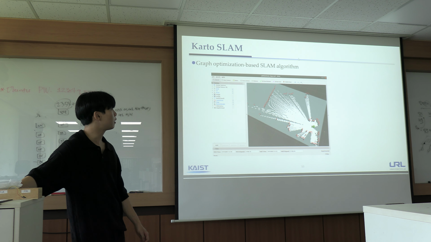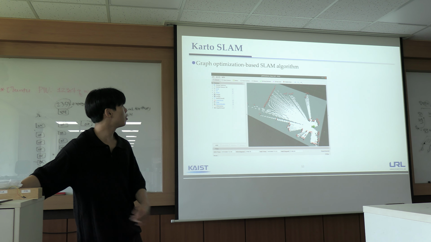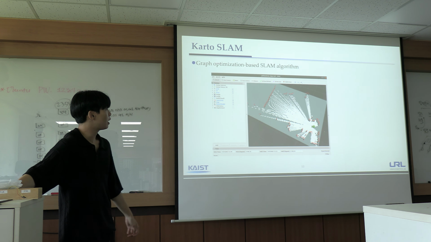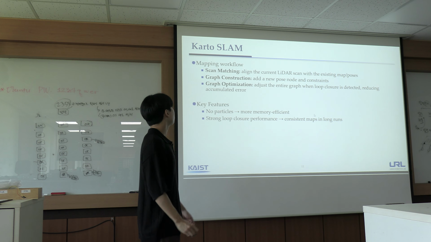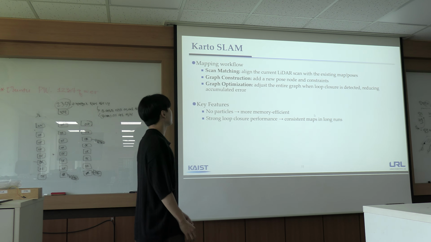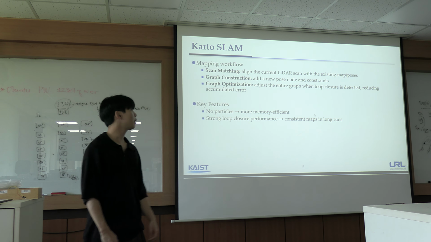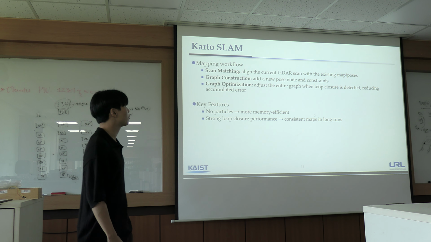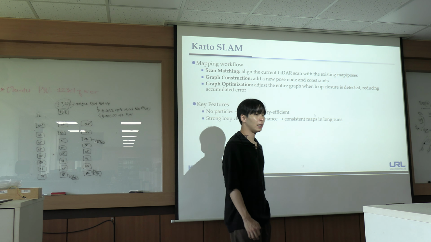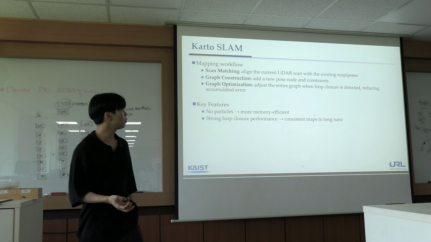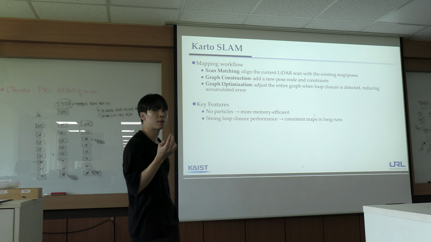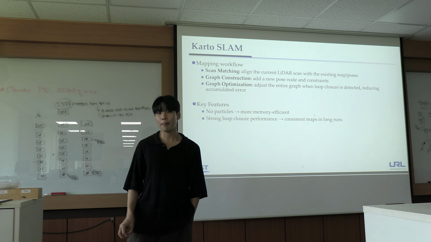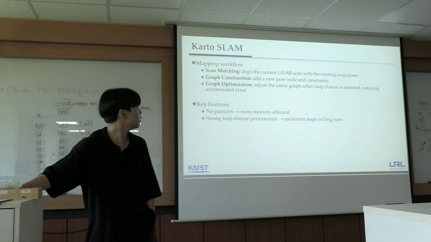The result map is like this one. It's a 2D map, so you can easily map the system with a 2D LiDAR. The mapping workflow is like this. The first one is scan matching, which aligns the current LiDAR scan with the existing map and poses. The next one is graph construction, which adds a new pose node and constraints to the graph. Then graph optimization adjusts the entire graph when a loop closure is detected, so it can make the poses automatically more precise.